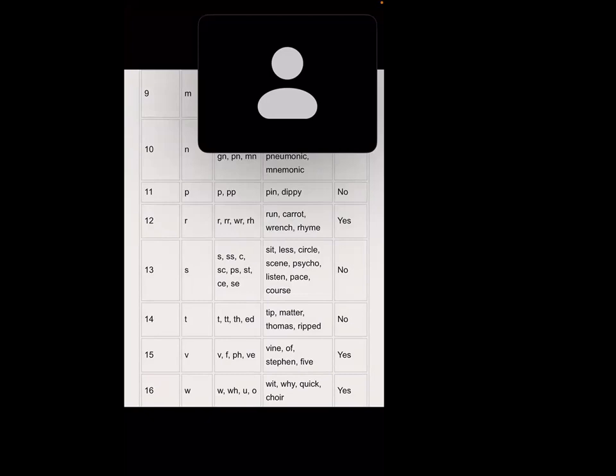Number 15, we have V. Now this sound can be found in letters V, F, PH, and VE. All right, we have words like vine. We have of. I think most of us make this mistake by saying "she is the daughter of Mr. John." Actually, the word OF is supposed to have the V sound. I am the daughter of Mr. John. All right, the next one is Stephen, and then we have five.